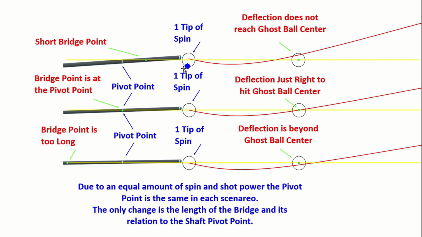In the bottom diagram, conversely, if your bridge is too far from the tip of the cue and your pivot is too far back, then for left spin, the cue ball will deflect to the opposite side of spin beyond the ghost ball center.